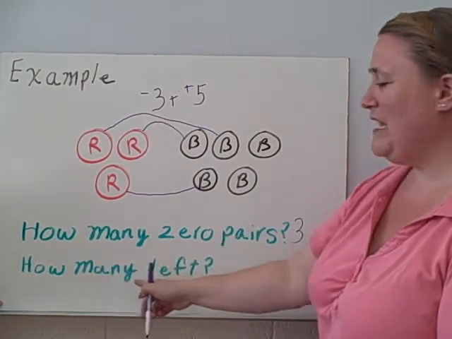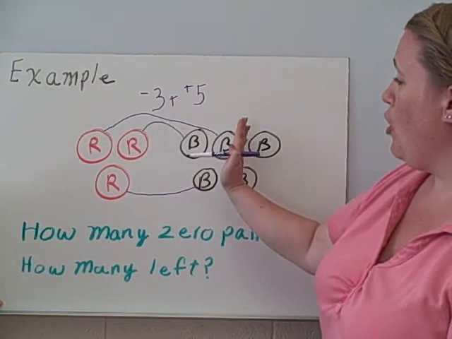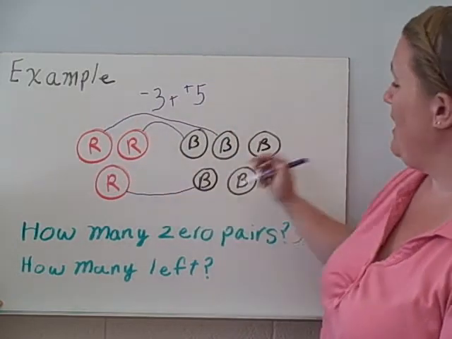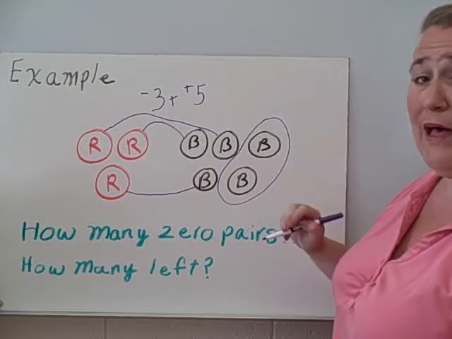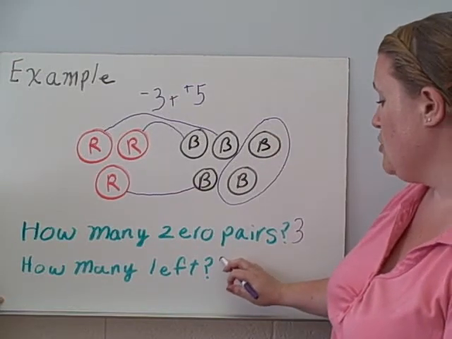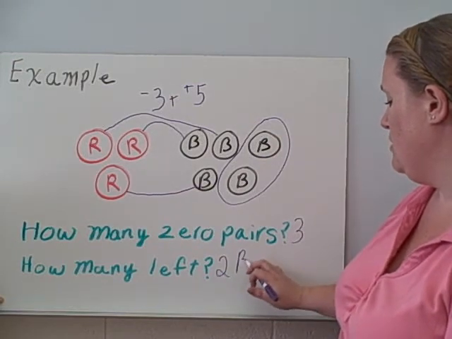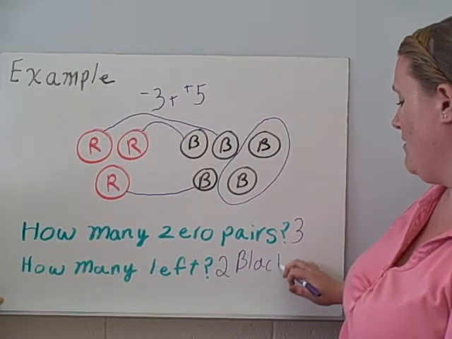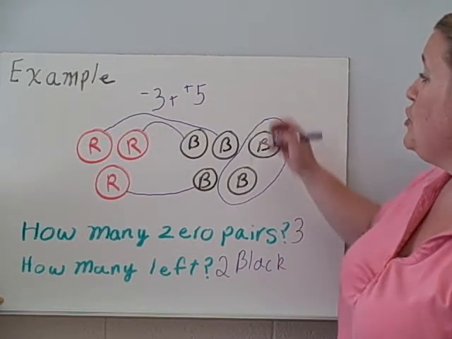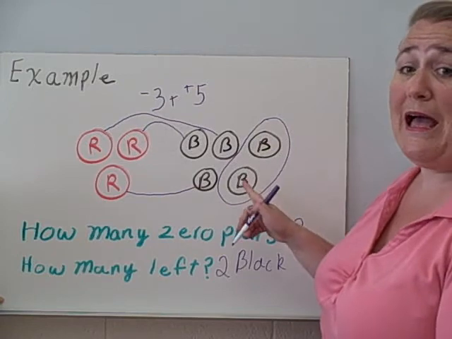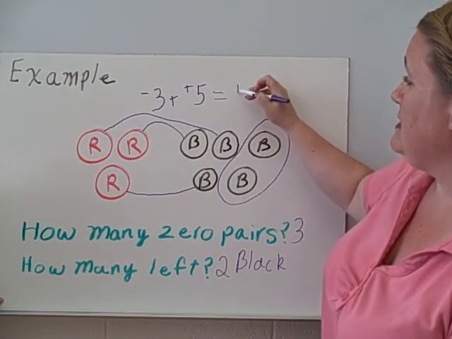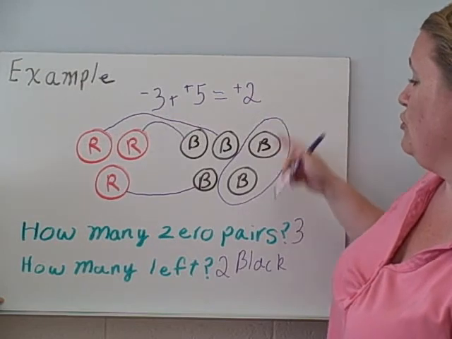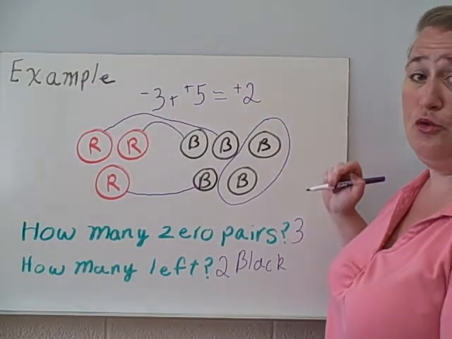So how many are left? Well, all of those are zero pairs, but I have these 2 that are left, and they're black. So I have 2 black left. Remember, each black represents +1. So my answer is +2 since I have 2 blacks.